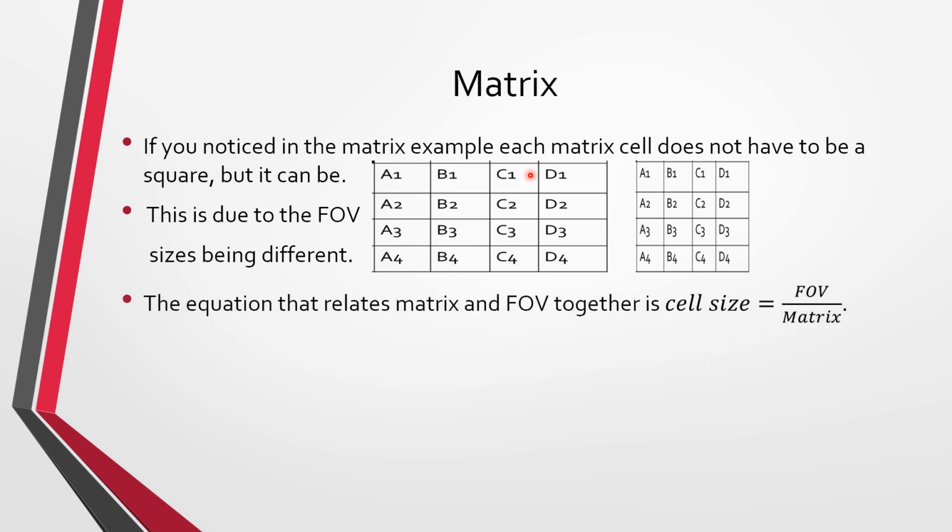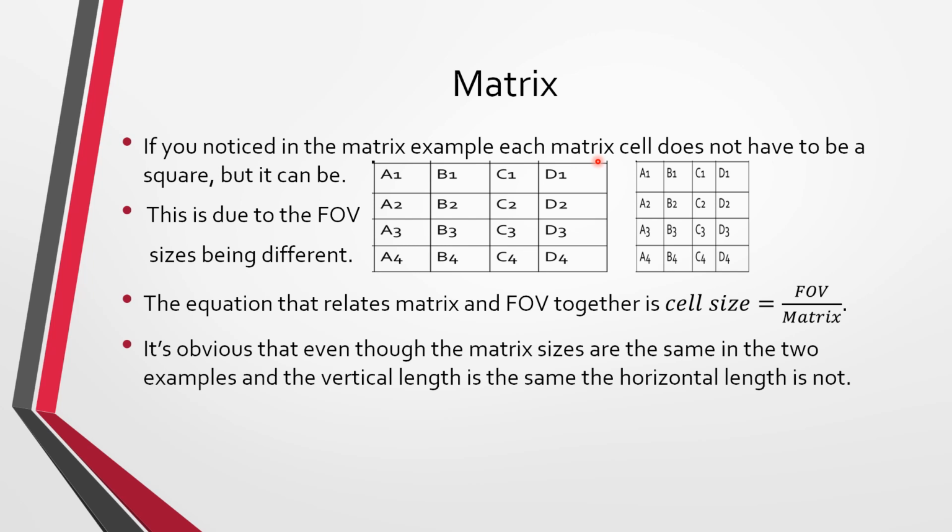The equation that relates matrix and field of view together is the cell size. The size of the cell is the field of view, so the length going this way, divided by the matrix. So there's 4 cells going this way, and what the length is is going to determine how long this is. It's going to be the same for this side too. So the cell size going this way is the field of view here over the matrix.